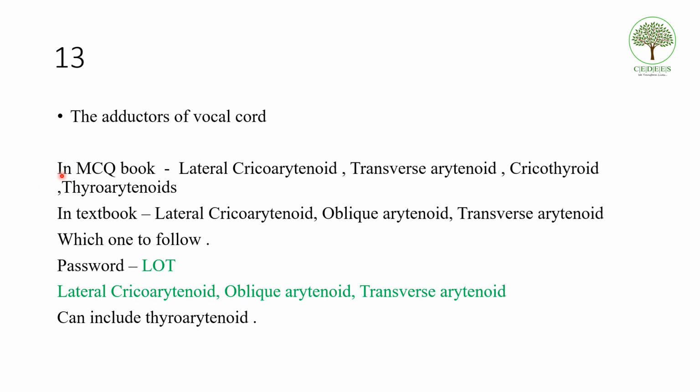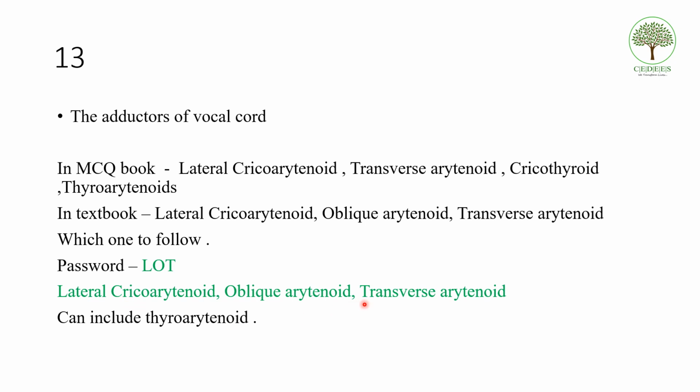The next question is the adductors of the vocal cord. In the MCQ book it is given as lateral cricoarytenoid, transverse arytenoid, cricothyroid and thyroarytenoid. In the textbook it is LOT: lateral cricoarytenoid, oblique arytenoid, transverse arytenoid. Even in the class, the sir is saying LOT. So the password is LOT, and you can go for the option LOT.